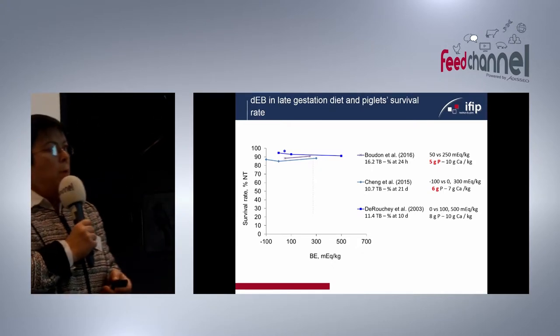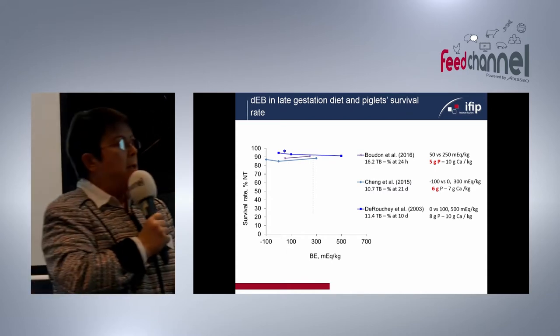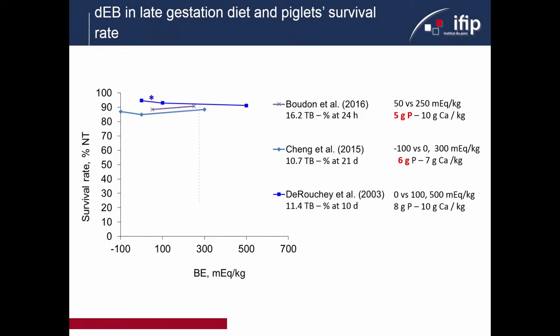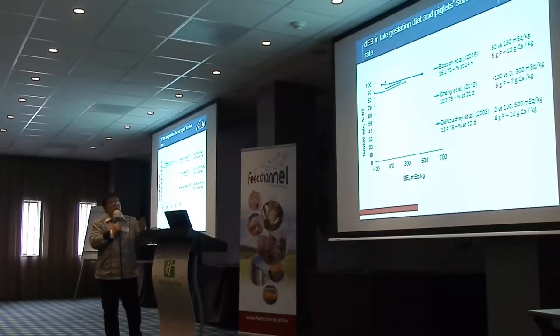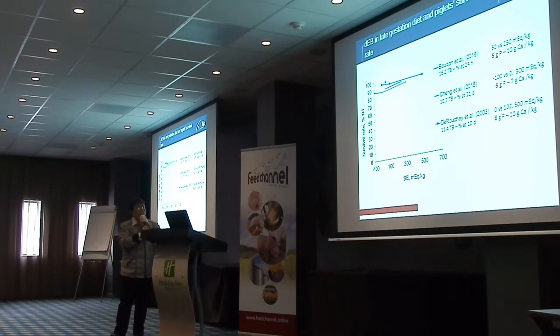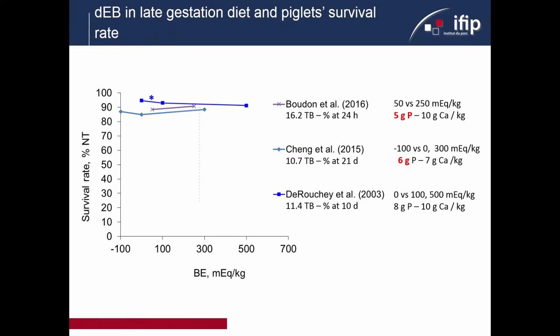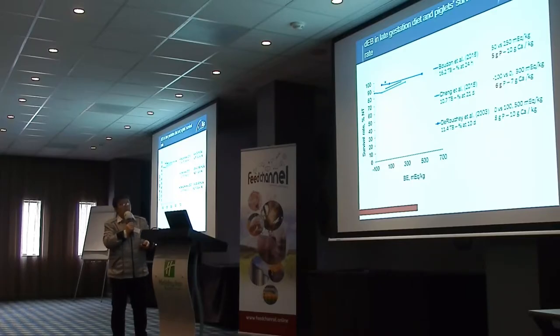Well, the link with the survival rate and the electrolyte balance is illustrated in this slide, with three studies. The first one in 2003 by De Roucher was a very interesting one because it indicated that compared to an electrolyte balance of around 100, switching to around zero was more interesting because it improved significantly the survival rate of piglets, calculated around 10 days of age. But in more recent publications, obtained by Cheng's team and Boudon's team, the last one at INRA, we can see that finally in these studies it was not possible to demonstrate a significant improvement of survival. Just to mention, the first studies were obtained with a very small litter size compared to the one obtained by Boudon at INRA.